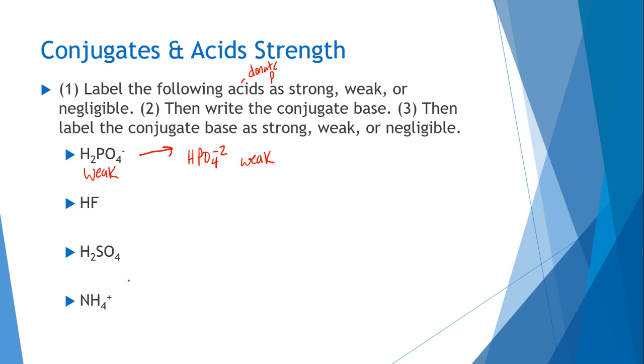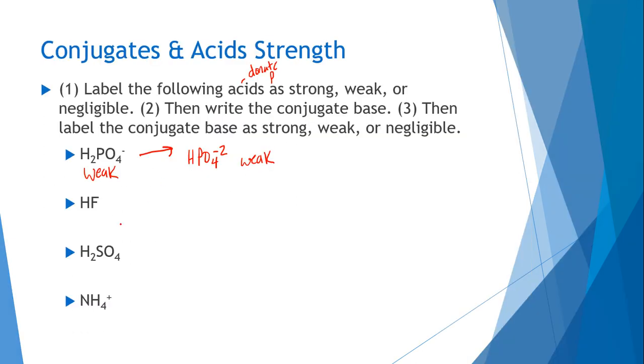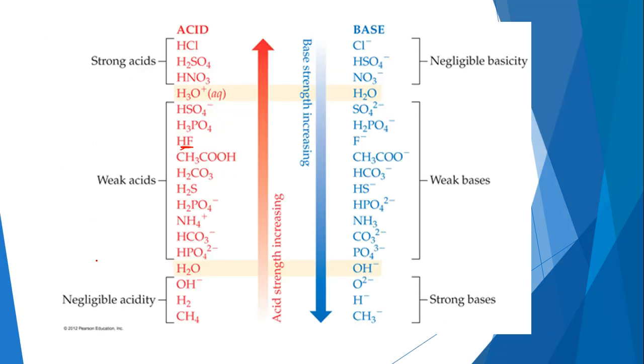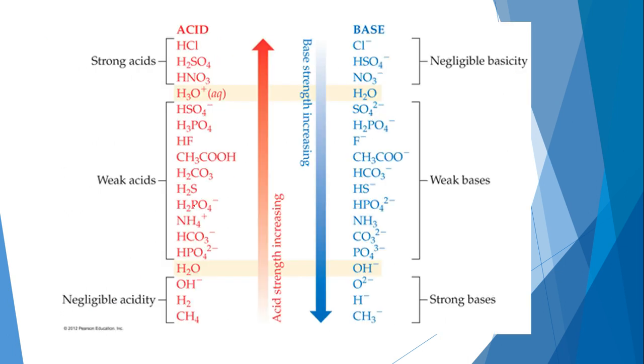We're going to try it for these other 3. If you want to pause the video and try it yourself, you're more than welcome. I'm going to go through all 3 of these and say if these acids are strong or weak. So first off, HF. HF, we're going to see right here, it is a weak acid. Then we're going to look for H2SO4. We're going to see that H2SO4 is a strong acid. And then we're going to look for NH4 with a positive charge, and we're going to find NH4 with a positive charge right here under the weak acids.